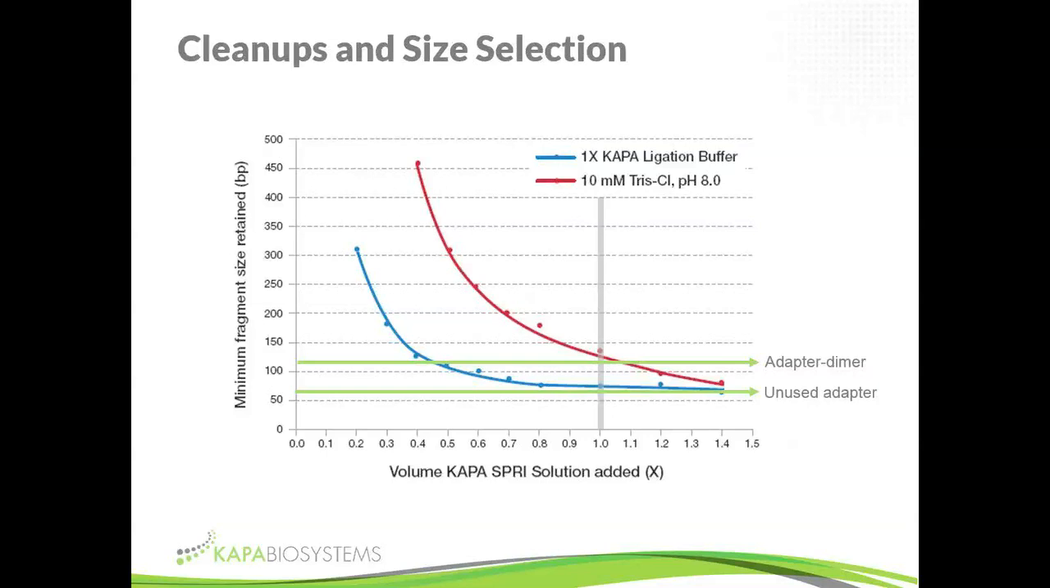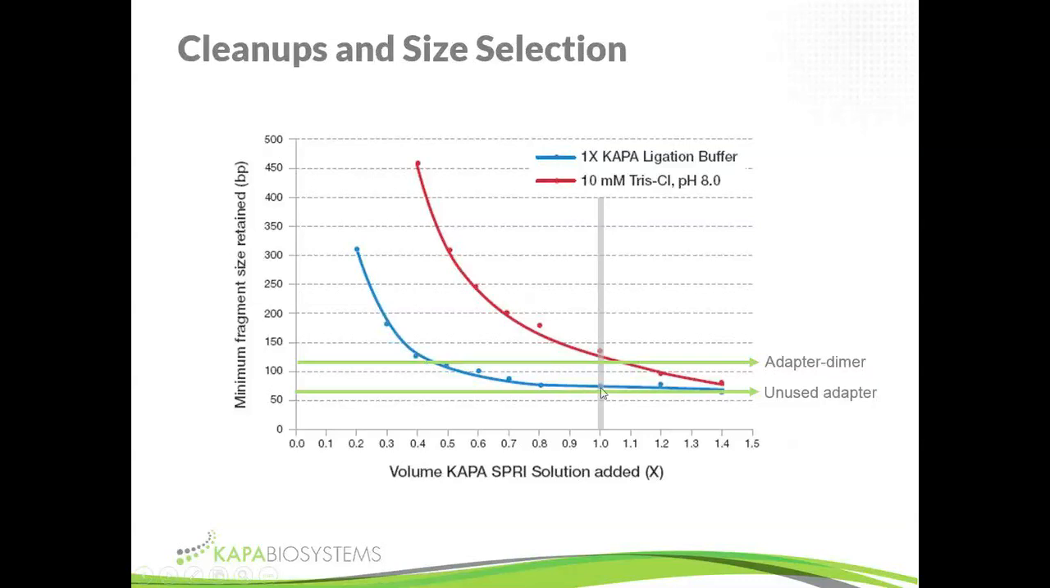With a 1x cleanup, we'll be binding everything bigger than adapter dimer and washing the adapter dimer away. At the end of the ligation reaction, it changes completely. Here we have a lot of PEG in the buffer already, and you can see how it affects the DNA binding. So when we do a 1x cleanup at the end of ligation, we're going to be retaining a lot of the adapter dimer.